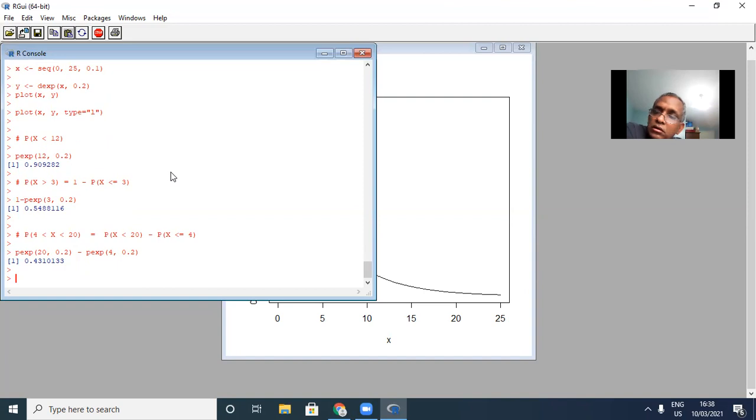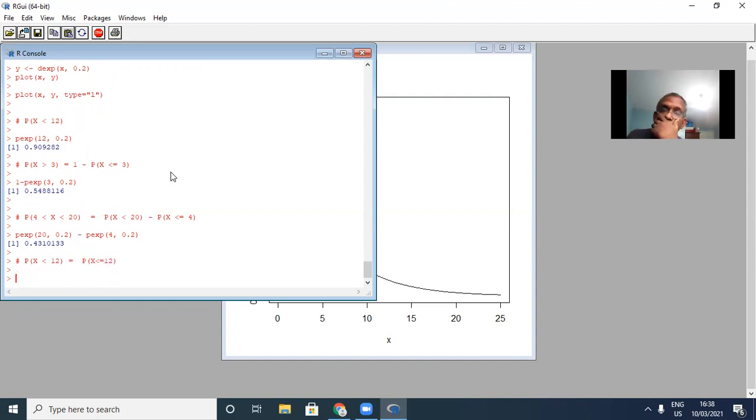No, Pedro, remember what I just said: X less than 12 is the same as X less than or equal to 12 because it's continuous. For a continuous variable, less than and less than or equal to are equal and it does not make a difference. So the probability X less than 12 is the same as X less than or equal to 12, and that's what I computed earlier.